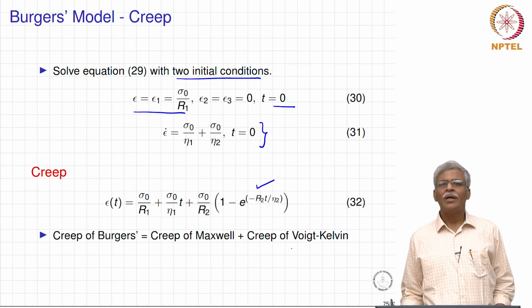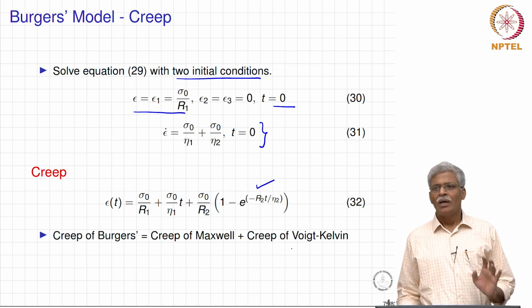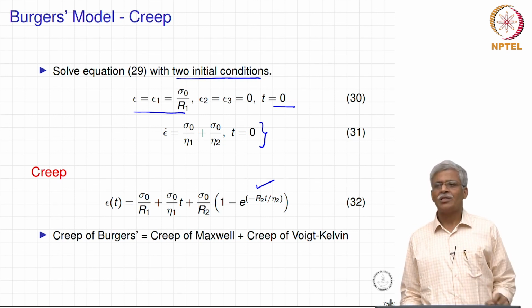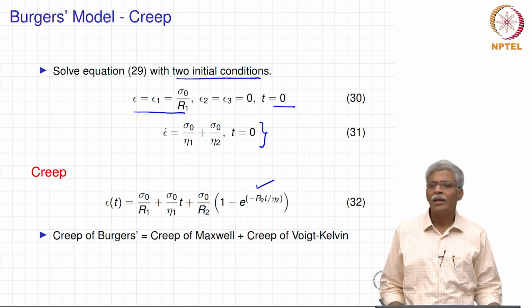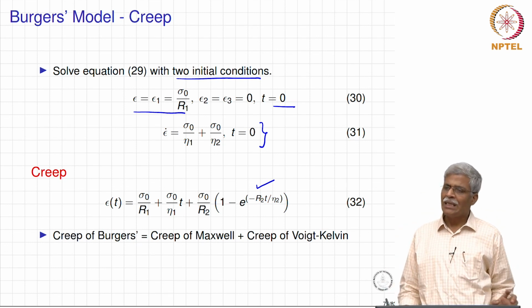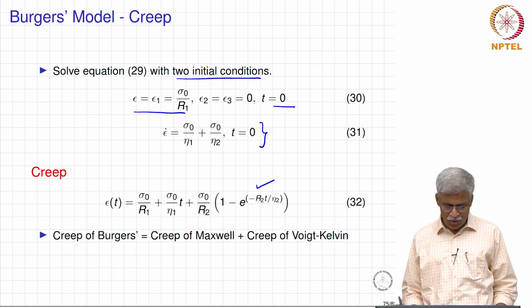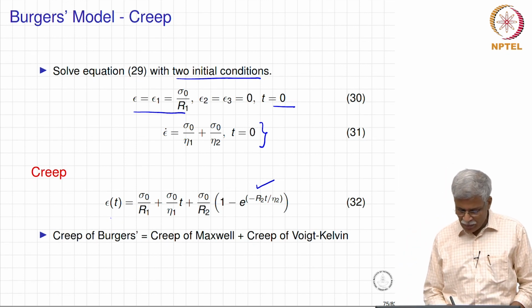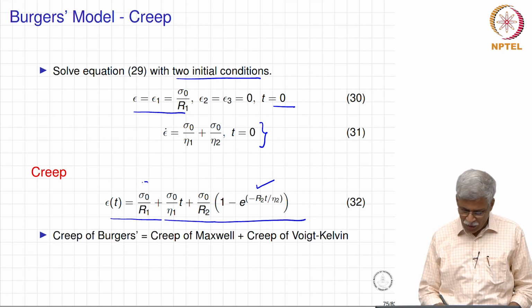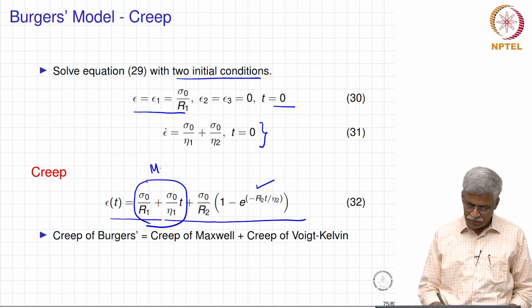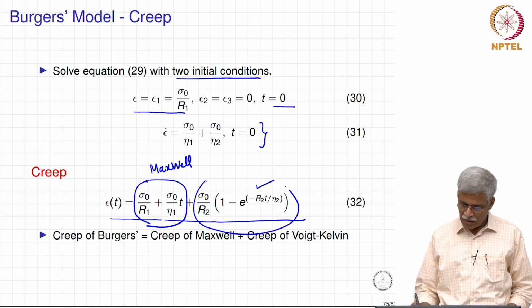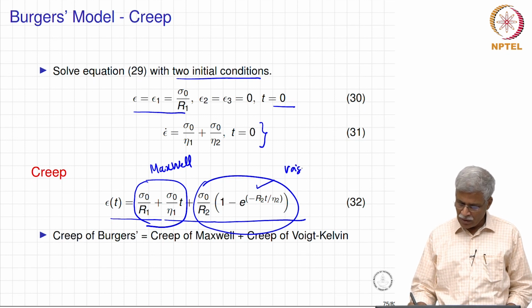I have not made a mention of how this has to be solved, and if you look into the reference chapter that I have mentioned in the book by Findley, Lai and Onaran, you will be able to see the detailed derivation. But as of now for this course, it suffices to say that this is the creep expression that we have got here. And in fact, you can do the following. If you look at it very closely, this is the creep of the Maxwell model, and what you see here is the creep of the Kelvin model.